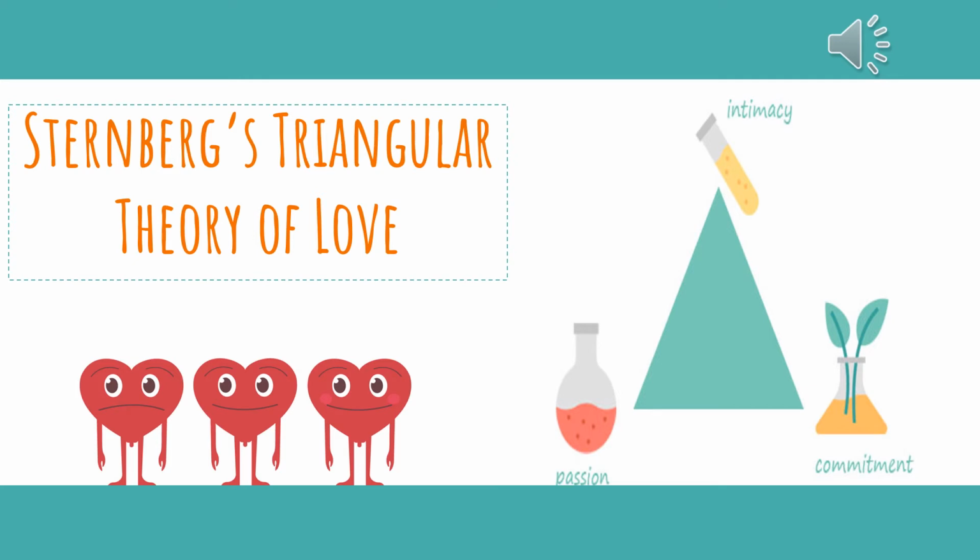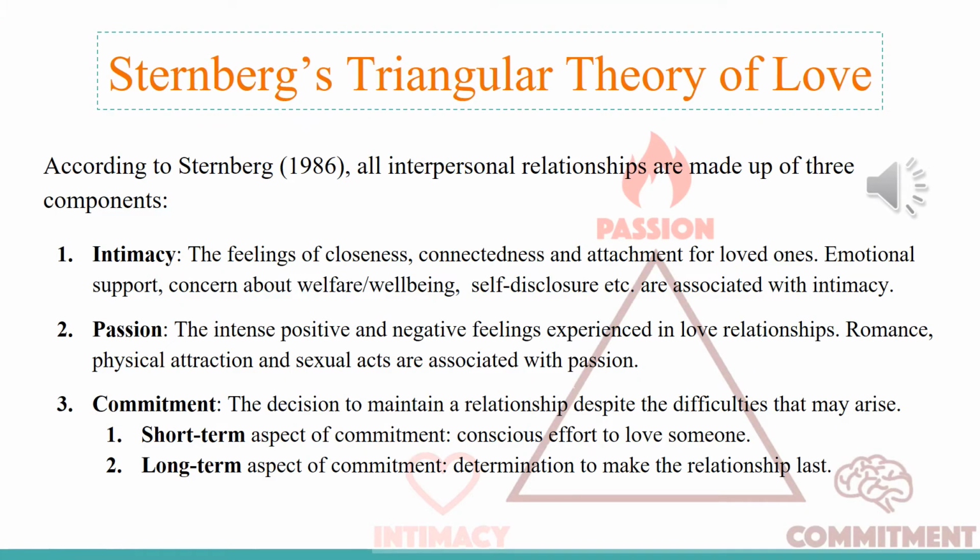Theories of love. Sternberg's triangular theory of love. According to Sternberg, 1986, all interpersonal relationships are made up of three components: intimacy, passion, and commitment. Intimacy refers to the feelings of closeness, connectedness, warmth, and attachment for loved ones. It consists of emotional support, concern about welfare and well being, self disclosure, etc.